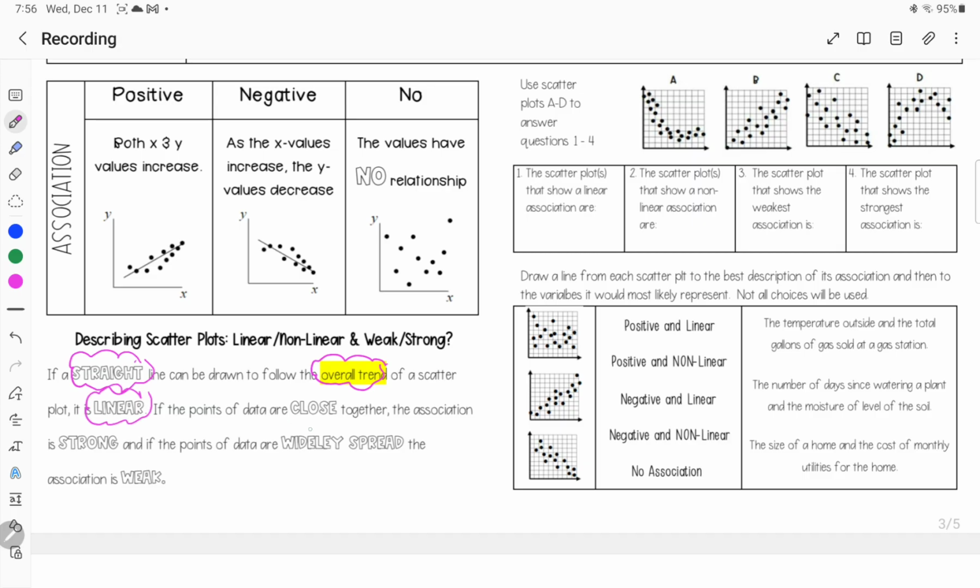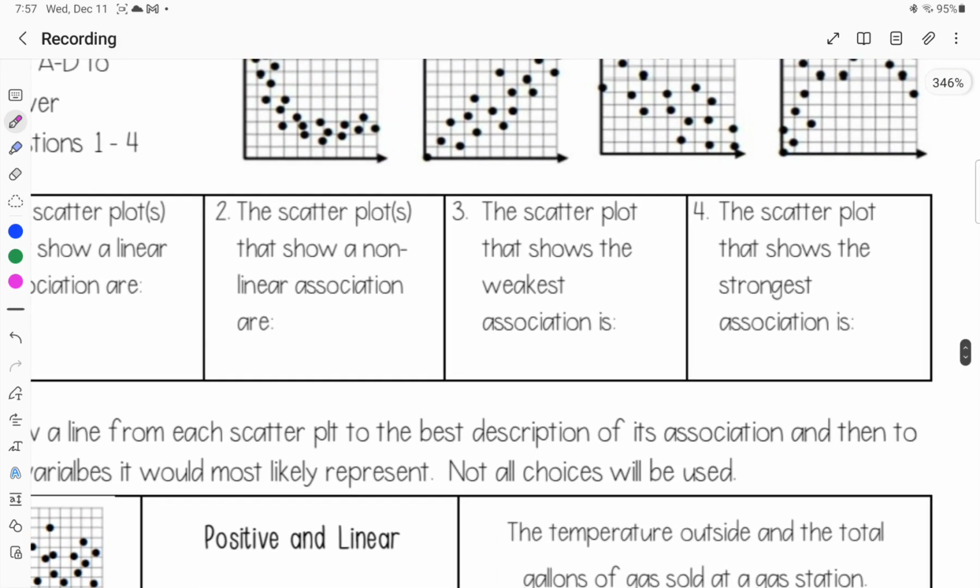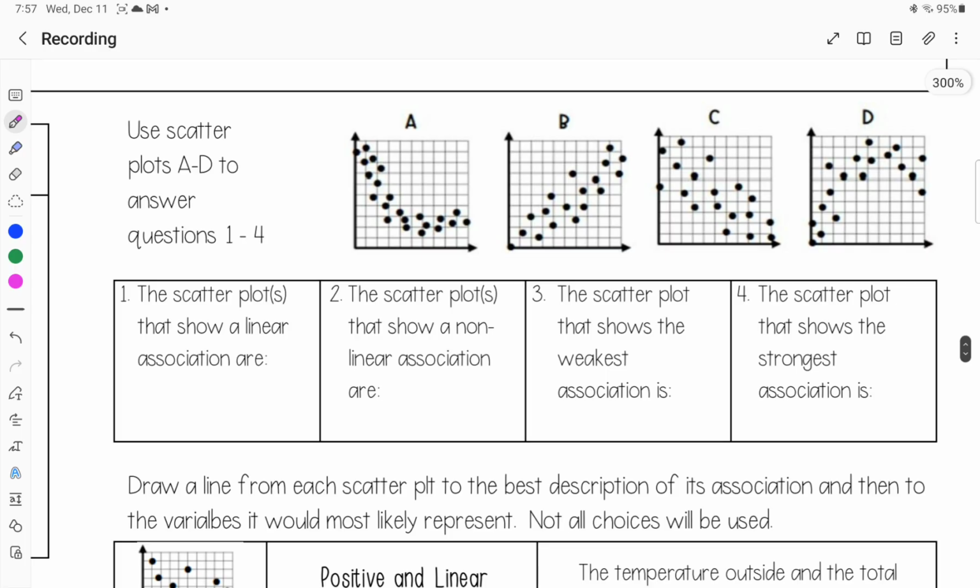If the points of the data are close together, the association is strong, meaning that there's a lot of correlation or a lot of similarities between them. If the points are widely spread, then it is weak, meaning there's some similarities, but overall it's not real close. All right, so we're going to look at a couple of these, A through D, and see which ones would work with these descriptions.